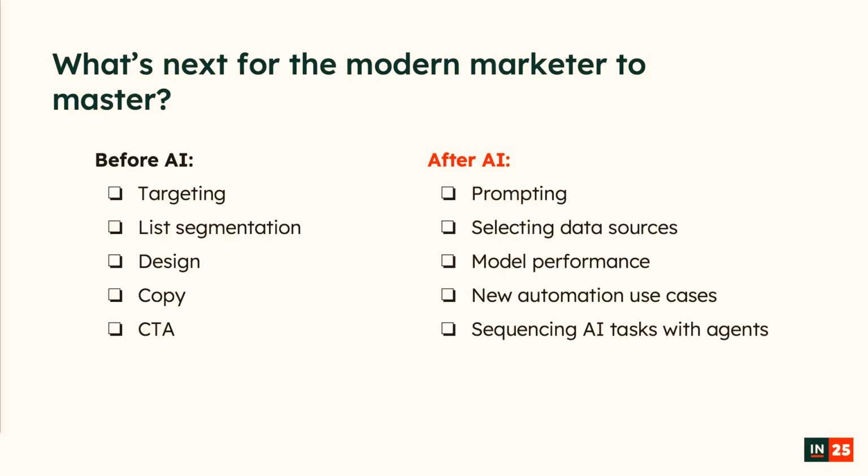These were the things we were always testing in email, A/B testing consistently. And today, that's evolving. We are now focused on prompting. What does a good prompt look like? And how do I continuously update it to get better outputs? Am I selecting the right data sources to build that contact profile? How do different models perform?